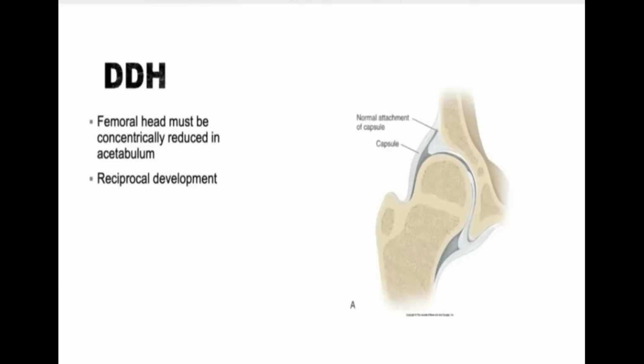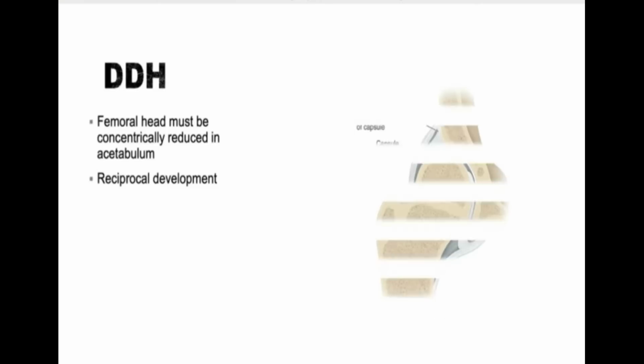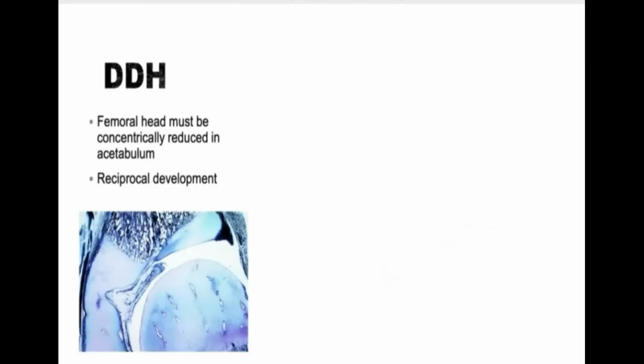And so for the normal development of the hip joint, like we were just looking at, the femoral head has to be concentrically reduced within the acetabulum. There has to be good pressure on that triradiate cartilage, because both the acetabular side and the femoral head side develop reciprocally from that pressure. And you can see that in some of these slides here.